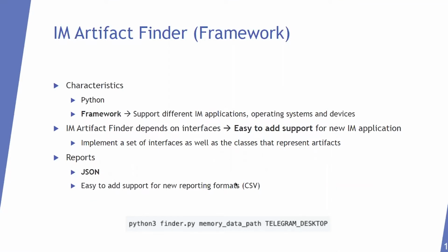This tool requires two arguments. The first one is a directory generated with the Windows Memory Extractor tool. And the second one is the name of an instant messaging application to which the process dump corresponds. With regards to the reports, JSON is the only reporting format that we support, but we have designed IM Artifact Finder to make it easy to add support for new reporting formats, like for example, CSV.